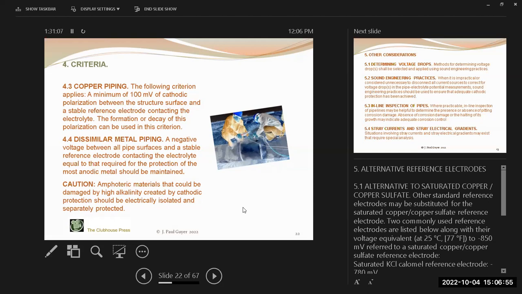With dissimilar metal piping, a negative voltage between all pipe surfaces and a stable reference electrode contacting the electrolyte, the soil, equal to that required for the protection of the most anodic metal should be maintained. A word of caution is with amphoteric materials, those which can form either a base or an acid, that could be damaged by high alkalinity created by cathodic protection and should be electrically isolated and separately protected.